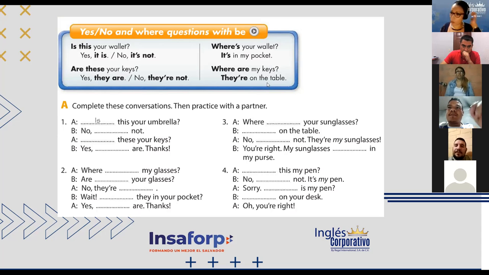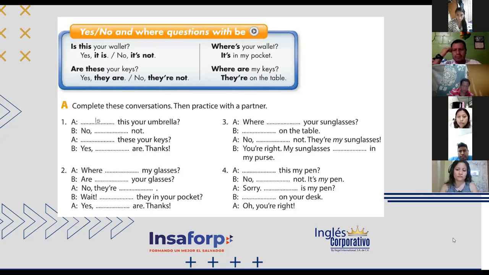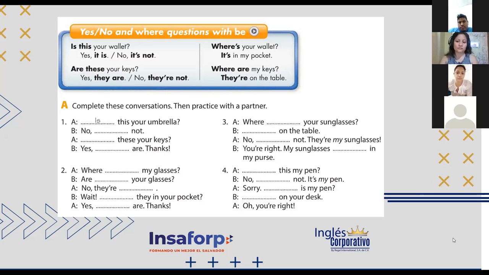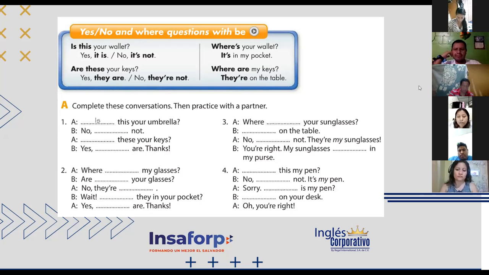Ahora, si queremos preguntar a dónde están las cosas, vamos a usar where is for singular and where are for plural. Cuando contestemos para singular, cuando pregunten where is, vamos a contestar it is. Where are, cuando es plural, vamos a contestar they are, o there, in this case, which is in short form. Now, complete the conversations, and then we're going to practice. Vamos a ver. A veces es necesario leer un poco más allá. En este tipo de ejercicios tienen que ir leyendo un poco más allá para saber más o menos qué es lo que tenemos que responder o para guiarnos.